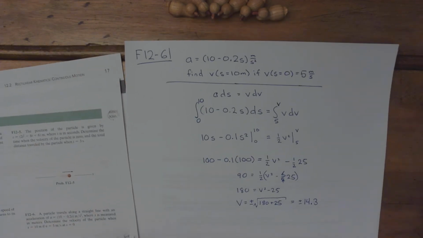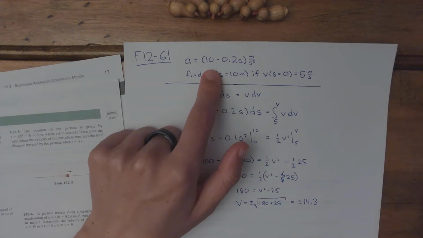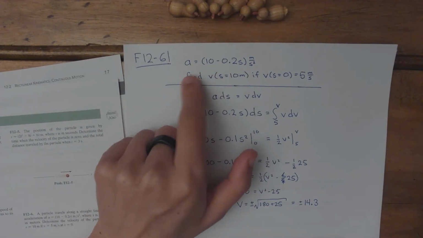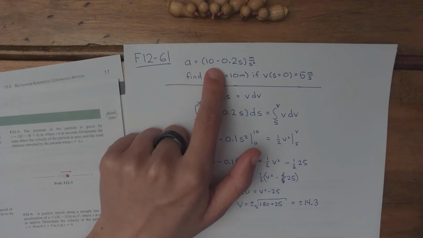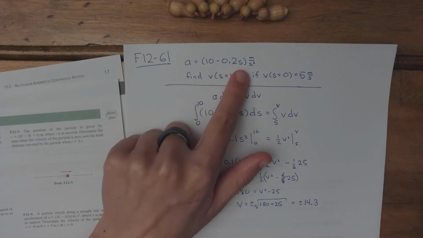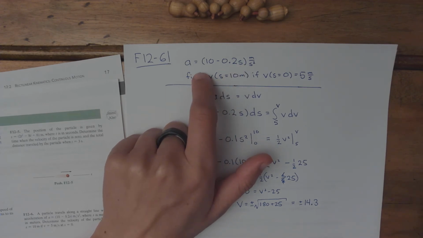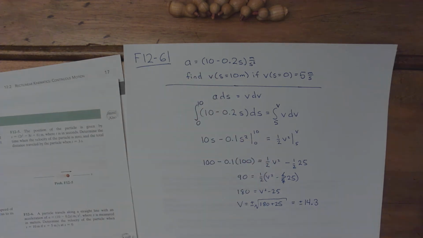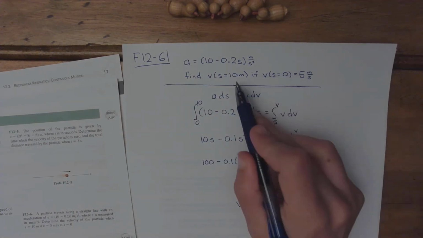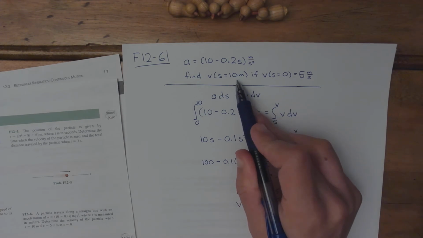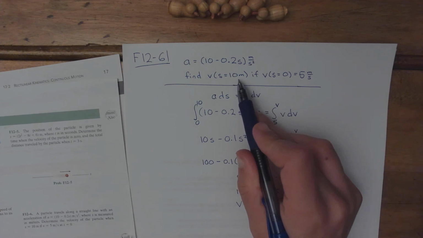If you go back and you look at the acceleration that they gave us, when s is equal to 0, the acceleration is equal to 10. And the acceleration is not going to become negative until after s is equal to 50. So when s is equal to 50, the acceleration is 0, then the acceleration becomes negative. And so if we go from 0 to 10 meters, then the acceleration is still going to be positive as long as this is the first time that we arrive at 10 meters.